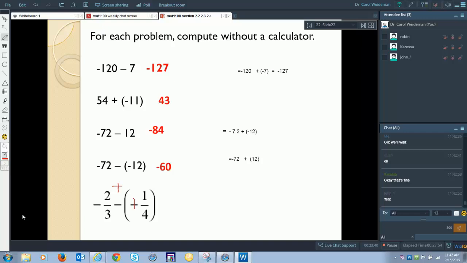John? Okay, good. All right, so let's do the fraction one. So remember, it was a subtraction, and so what did I do? I changed it into addition, and I'm adding the opposite of the number in parentheses.